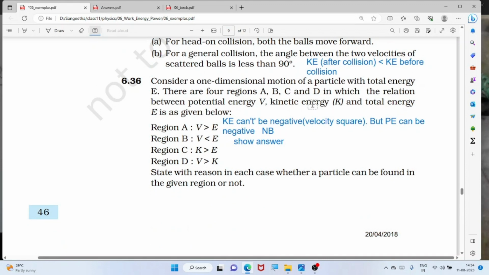Consider the one-dimensional motion of a particle with the total energy E. There are four regions here with the relation between the potential energy, the kinetic energy, and the total energy. See here, when potential energy is greater than the total energy, that means kinetic energy will be negative, and that is not possible. Kinetic energy can't be negative, so the particle won't be found here.